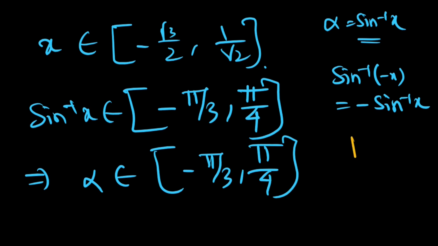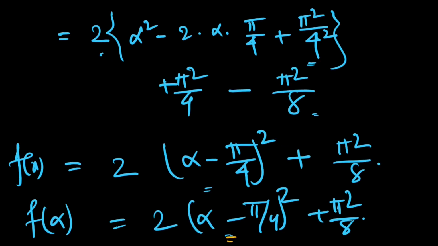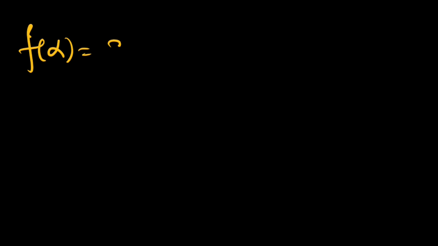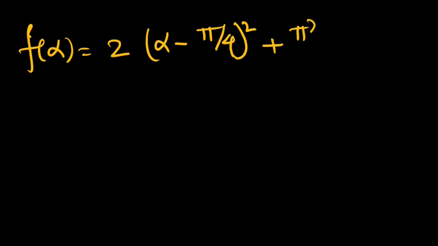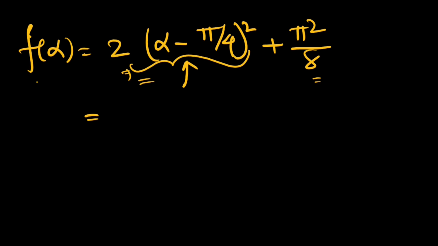If we see the graph, the alpha value ranges from minus pi by 3 to pi by 4, and our expression is this f of alpha, which is 2 times (alpha minus pi by 4) whole square plus pi square by 8. We want to find the maximum value of this function. The maximum value depends only on this squared term, and this term is positive. So when this term gives the maximum, we get the maximum value of f of alpha. So we choose the alpha value such that this function gives the maximum value.